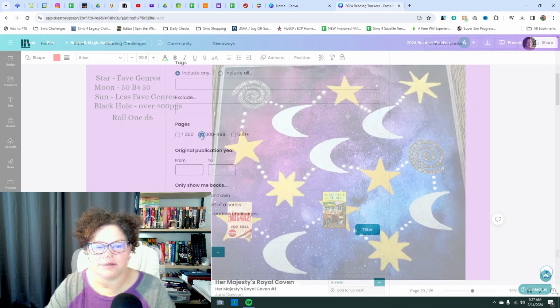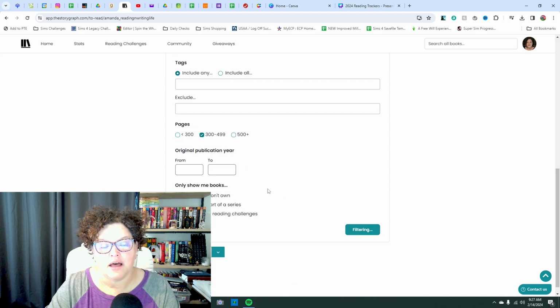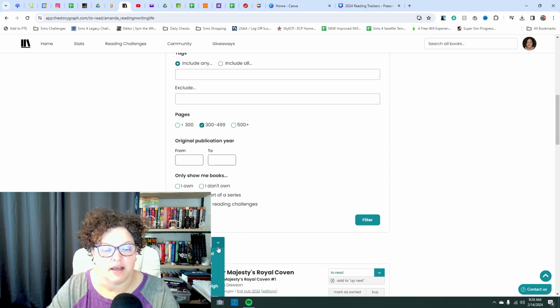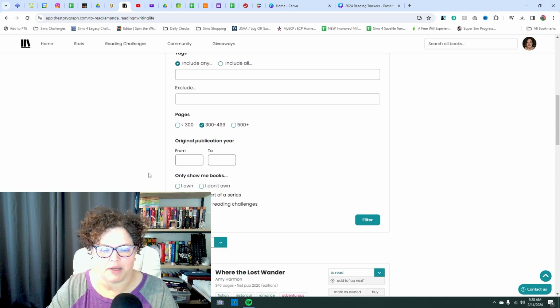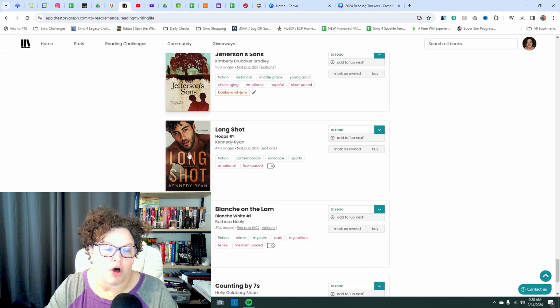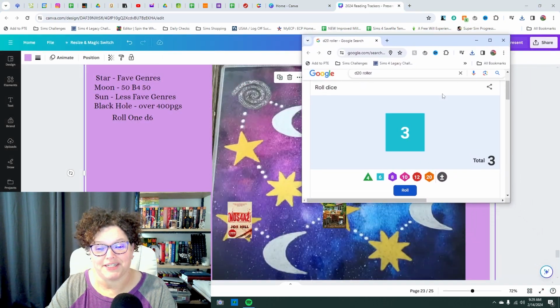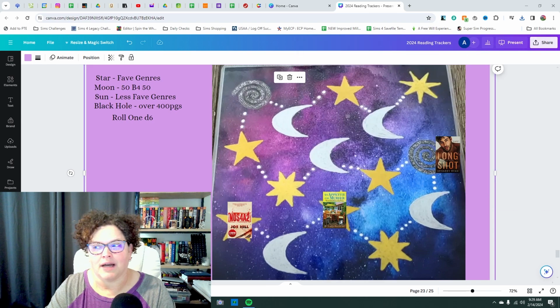400 pages. Okay, so I'm going to check the thing that says 300 to 499. That's how we're going to filter. There's not any genres, so it's everything. And then I go with earliest, and I just have to find one that's over 400 pages. Okay, it is Long Shot by Kennedy Ryan, which is the first in a series, and it has 448 pages. Okay, now unfortunately, we're starting over. And I got a one again.